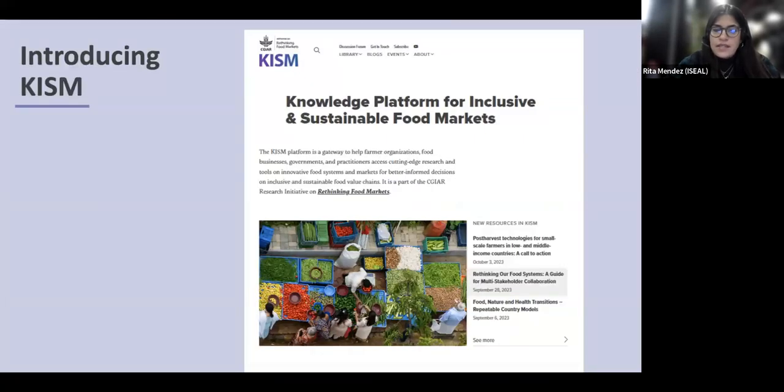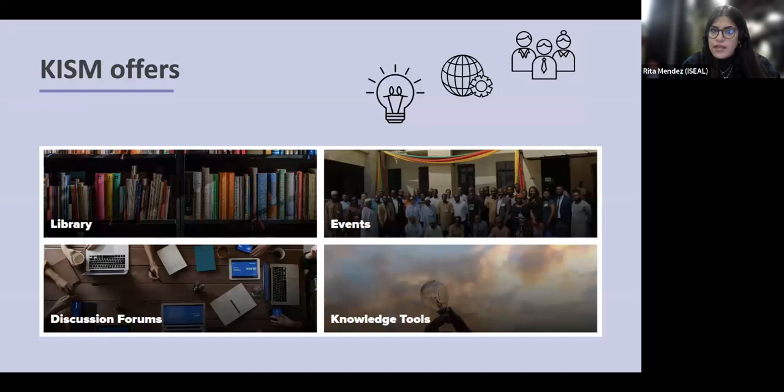So the KISM is really designed to share cutting-edge research emerging from CGIAR, as I said, and really convene stakeholders that are key in food markets to support that decision-making process. So it's also a gateway to get relevant research from other knowledge platforms such as Evidensia, but also the Value Chain Knowledge Portal, for example, which is a product from the CGIAR Rethinking Food Markets initiative. So next slide. There's a bit more on KISM.